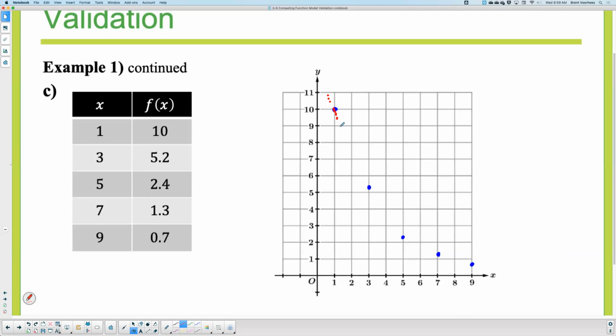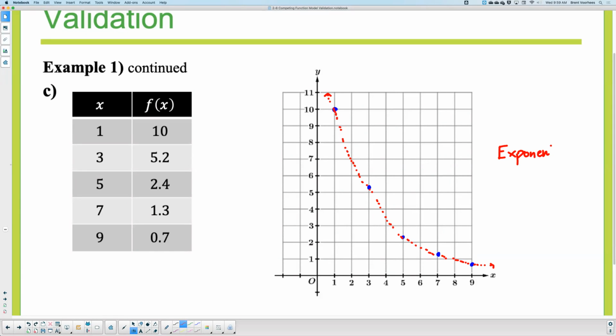Good, even better vocabulary. What did decay mean again? It's always decreasing. Decay means it's always decreasing. So with exponentials, they're always either doing one or the other. They're either increasing or they are decreasing. They are never constant or changing directions. So this would be exponential decay.